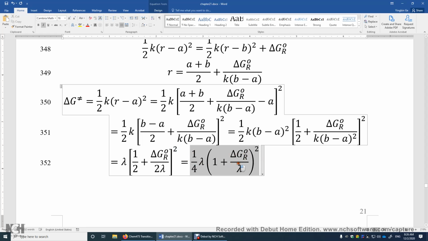And this is the famous Marcus equation that can be used to predict the Gibbs energy of activation if you know the reorganization energy and the Gibbs energy of reaction. I think Marcus won the Nobel Prize because of this equation and his theory on electron transfer.